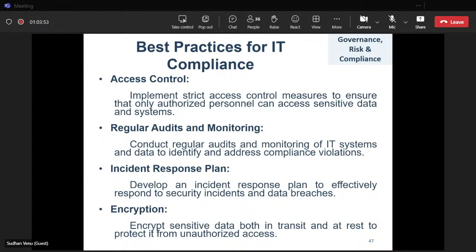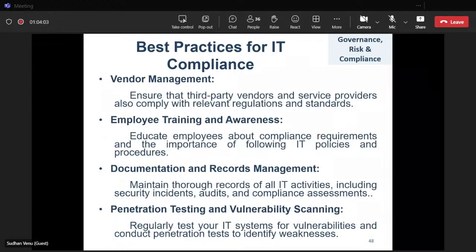And next one is encryption. Encryption is a kind of security measure that protects sensitive data, both in transit and at rest, from unauthorized access. And vendor management: if you're working with any vendors, that is third party level, and they are providing services, they also must comply with the relevant regulations and standards.